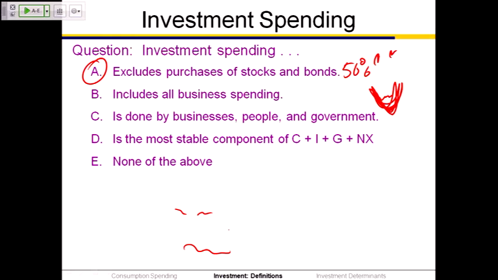Stocks and bonds. Are those physical assets? Yes or no? No. Buying stocks and bonds. This was on the midterm, was it not? Buying stocks and bonds is a change in how somebody holds their wealth. That's all it is. It's not investment spending. Investment spending, the I of C plus I plus G, this is so important. Investment spending is businesses' purchases of machinery, construction of buildings, and changes in the value of inventory holdings. Got it?